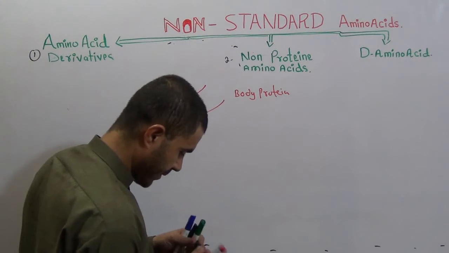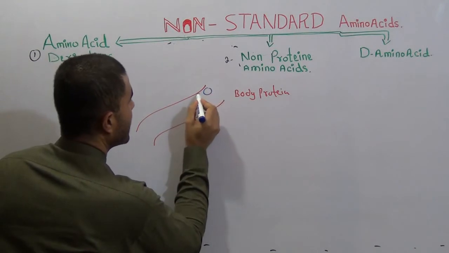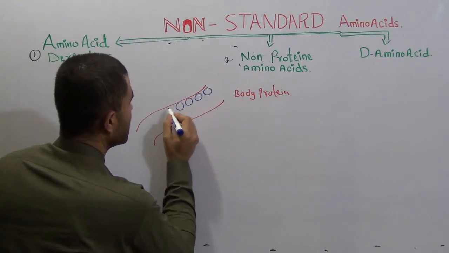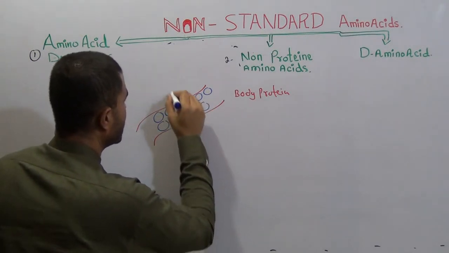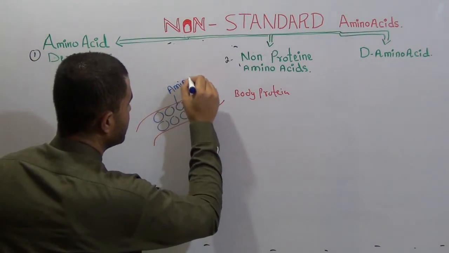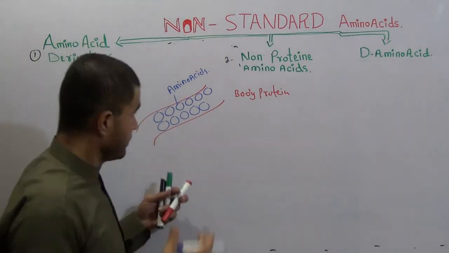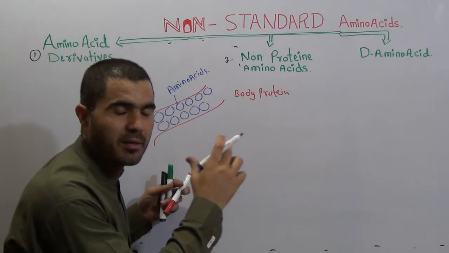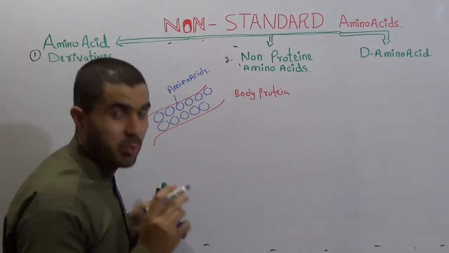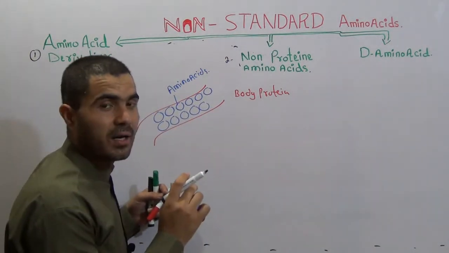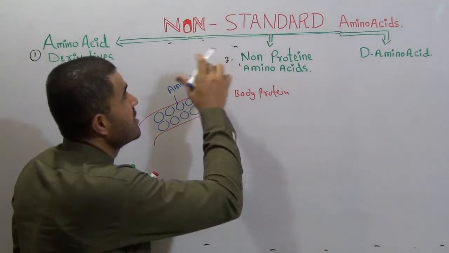Inside that protein, you will find so many repeating units, and these units are called amino acids. Every student knows very well that amino acids are the building blocks of the protein. These amino acids, which are part of the body protein, are called standard amino acids. Now today's topic is non-standard amino acids.